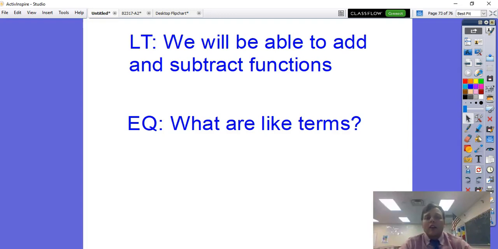Hey guys, in this video we're going to talk about being able to add and subtract functions. A good essential question is, what are like terms? You need to make sure you understand what like terms are, because you can only add and subtract like terms. Okay, so let's dive right into a problem.